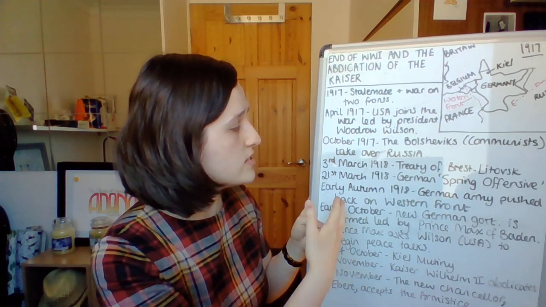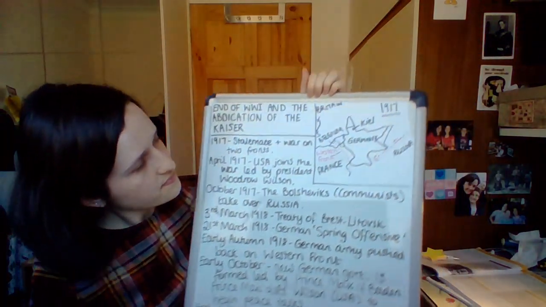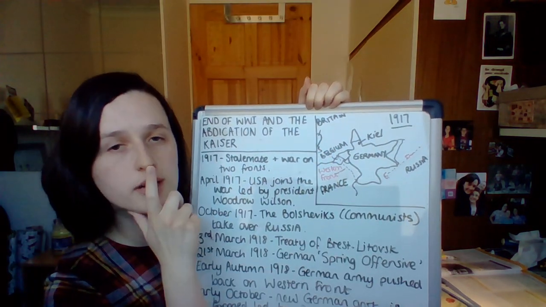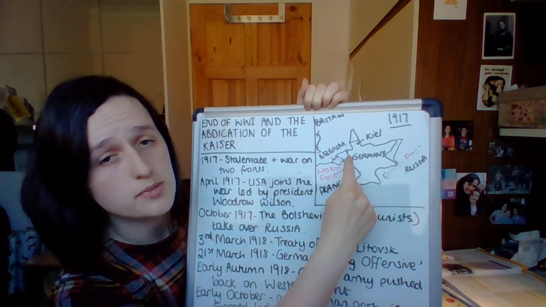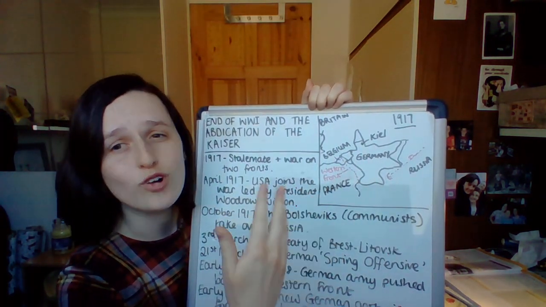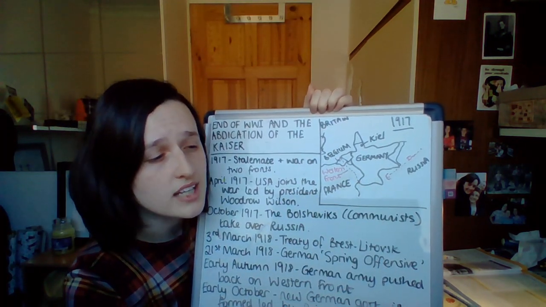That's not only because Germany's been pushed back, but also Britain, which is all the way up here, kind of on the edge, have been blockading Germany. What that means is the British Navy have been stopping ships and supplies getting into Germany, which means Germany's running low on food and things like that.